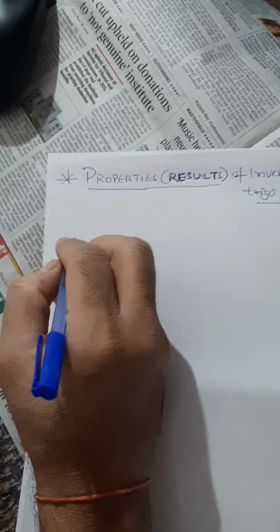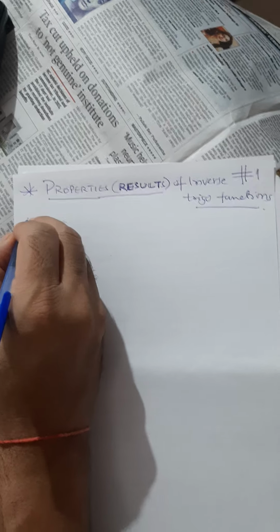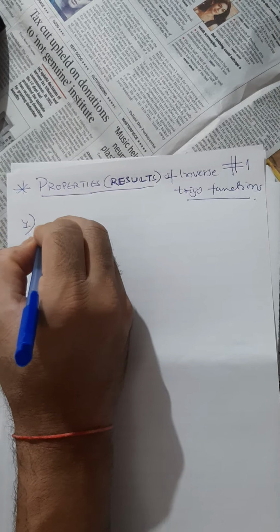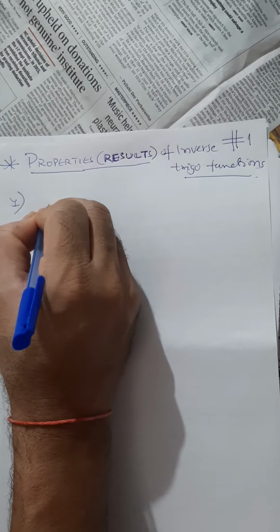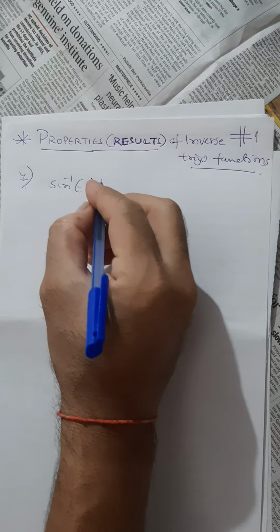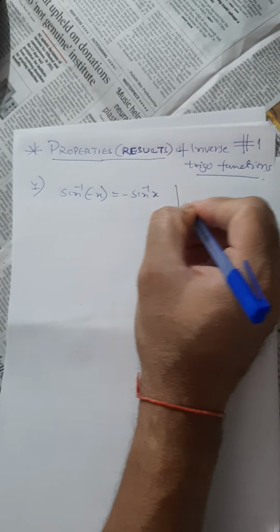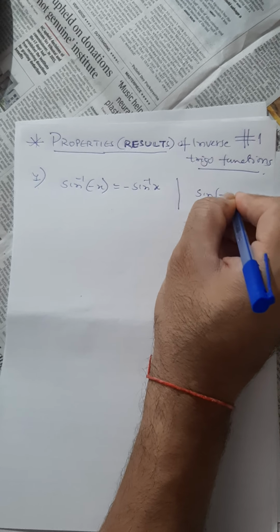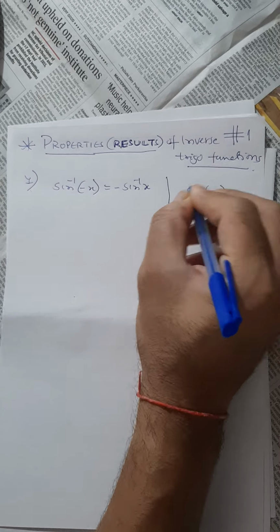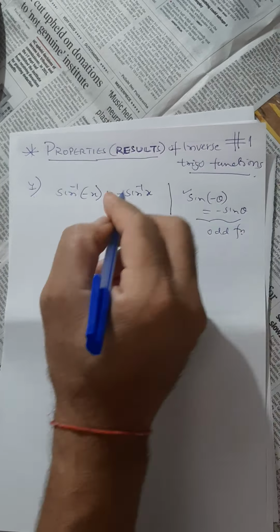Okay, so now we discuss some important results or properties of inverse trigonometric functions. Here, the first one: sine inverse of minus x equals minus sine inverse x. It's similar to the result sine of minus theta equals minus sine theta. If you remember, this is called an odd function, so the same thing is true here. Sine inverse of minus x equals minus sine inverse x.